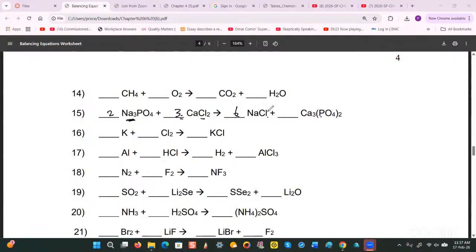So this is one of those where you have to go back and forth. I would recommend that when you're doing these, do it in pencil first and then give your last answer in pen. More O's, so 3 plus 3 is 6.